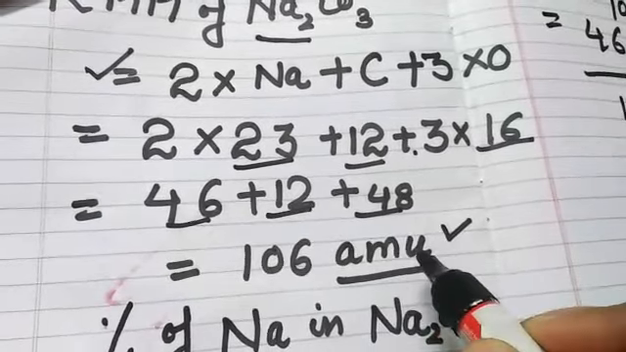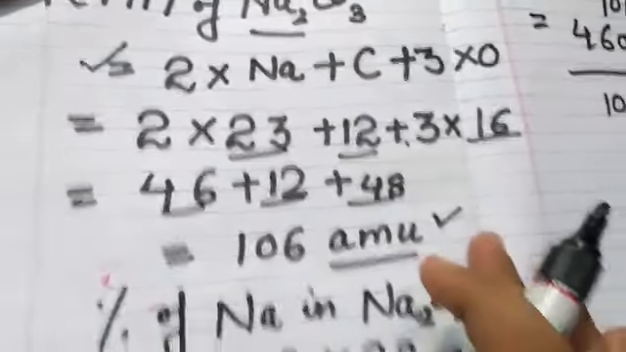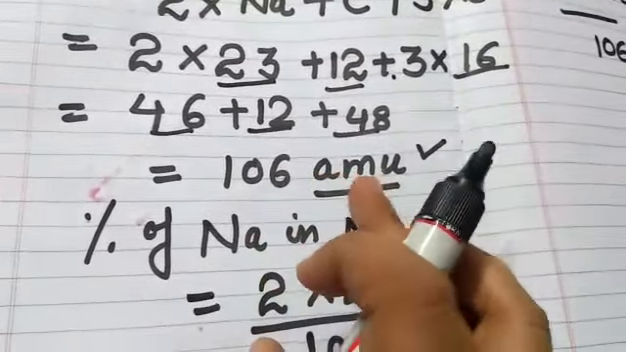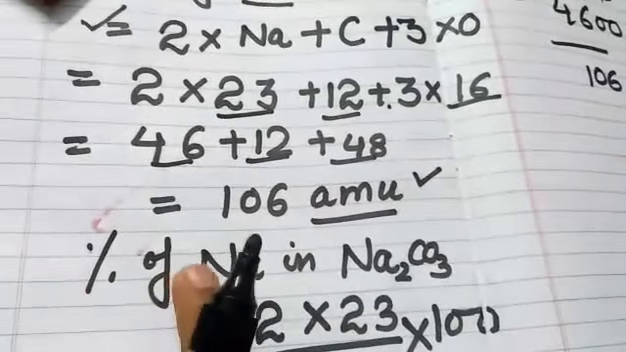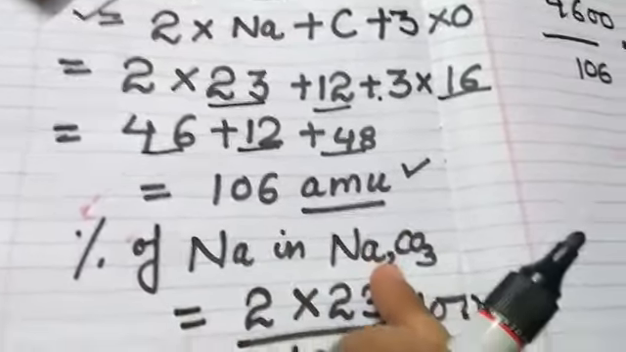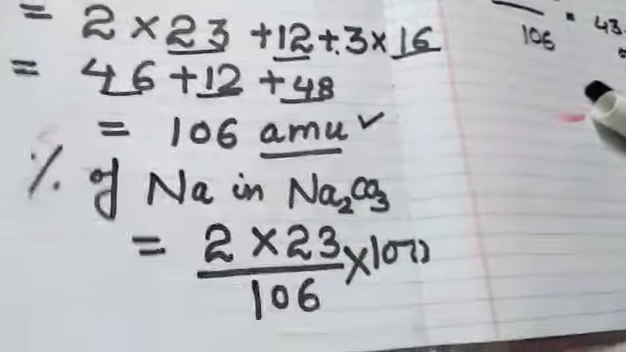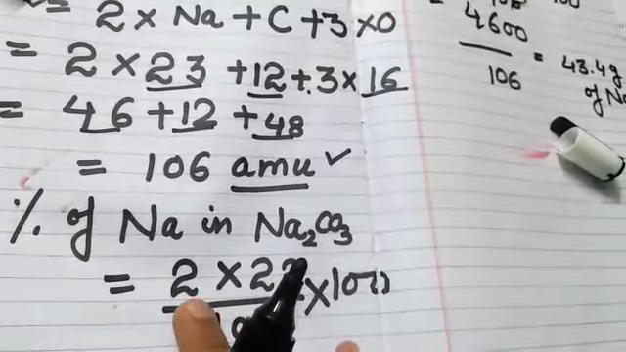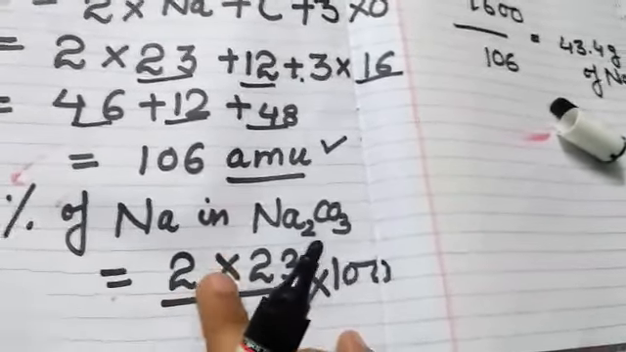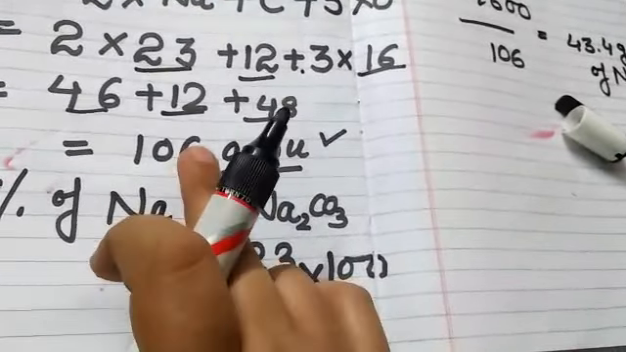Now what is AMU? This is atomic mass unit. This is a unit in which the atomic masses are given. Now the main question, you have to find out the percentage composition of each element present in given molecule. So percentage of sodium in sodium carbonate, how to calculate? First of all, mass of sodium. So how many sodium are there in sodium carbonate? 2. So 2 into 23 divided by 106, which is the total molecular mass calculated, multiplied by 100.